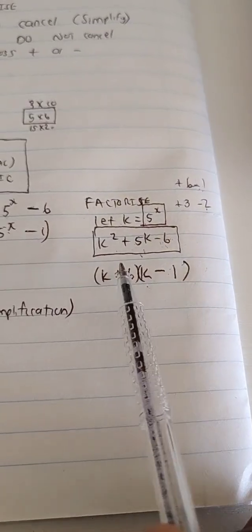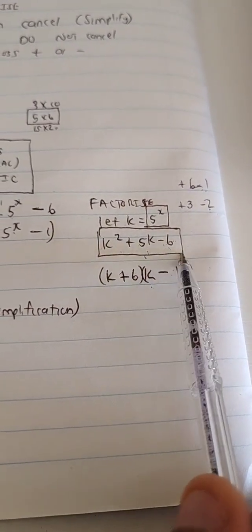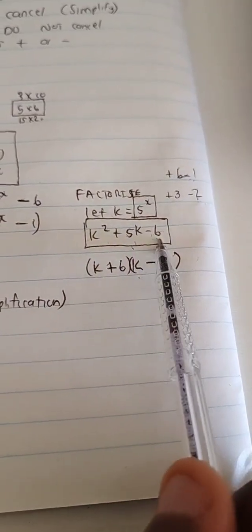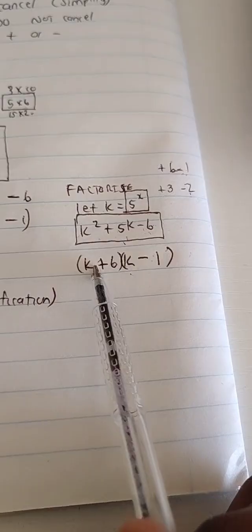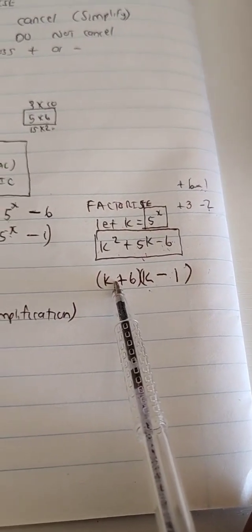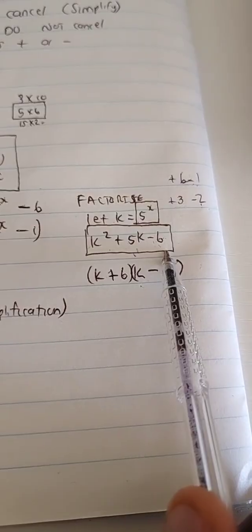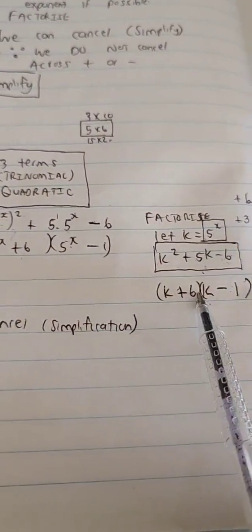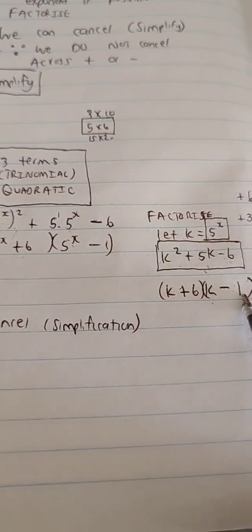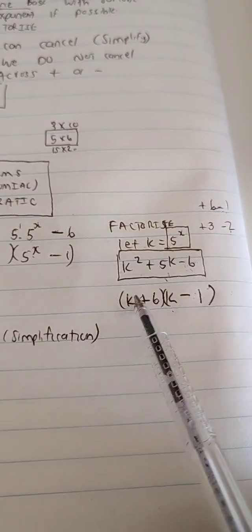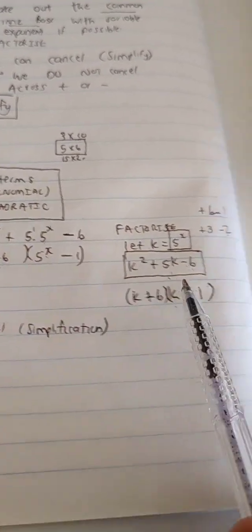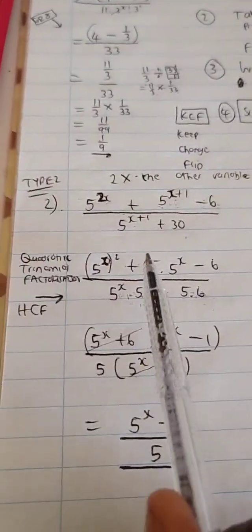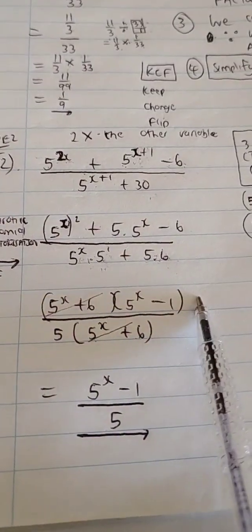All right. This is grade 9, guys. Grade 9, you learned how to factorize a trinomial. Grade 10, you further confirmed it. Grade 11, you should be solid at this point. Factorizing a quadratic trinomial shouldn't be an issue for you. There we have it. Okay, so that means this is k plus 6 into k minus 1. Remember k was 5 to the power x. That means in the place of k, I'm going to write 5 to the power x plus 6 into 5 to the power x minus 1. So this factorized is that.